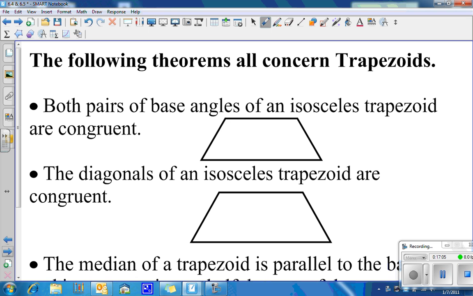All right, the next thing. These theorems represent trapezoids. You need to understand them and be able to use them. Both pairs of base angles in an isosceles trapezoid are congruent. We just talked about that. The bottom ones are the same. The top ones are the same, and that only works with an isosceles.